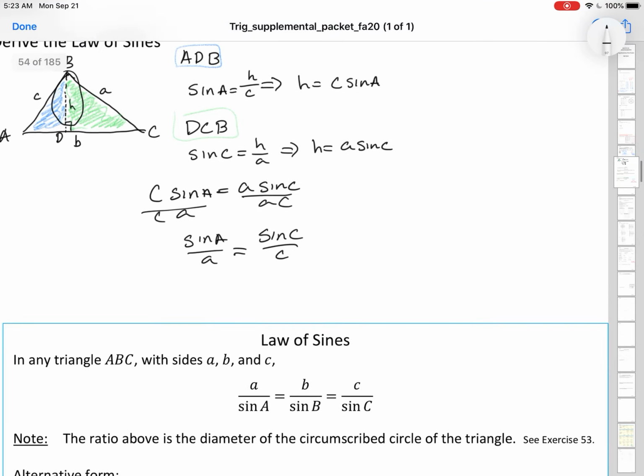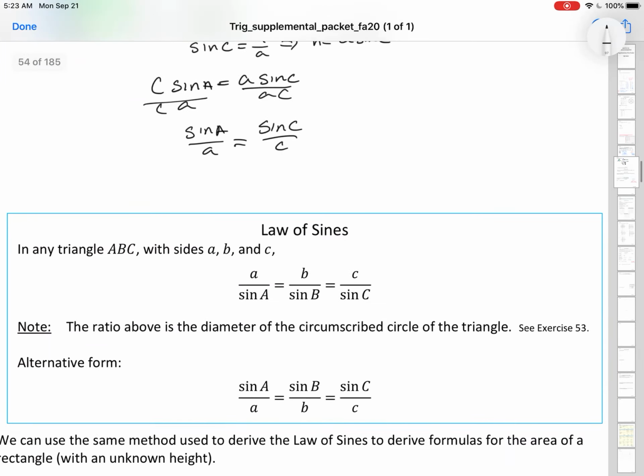Well, that's what this is, the sine of an angle over the side opposite it. So in any triangle ABC with sides a, b, and c, a over sine A is equal to b over sine B, which is equal to c over sine C. Or the side length over the sine of the angle opposite equals the side length over the sine of the angle opposite it. The ratio could be flipped as well, just like I got when I solved it this way.